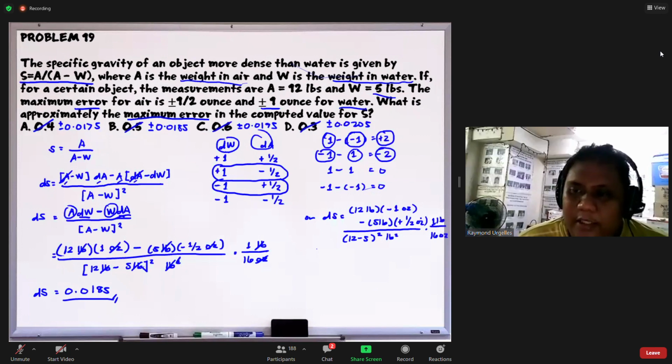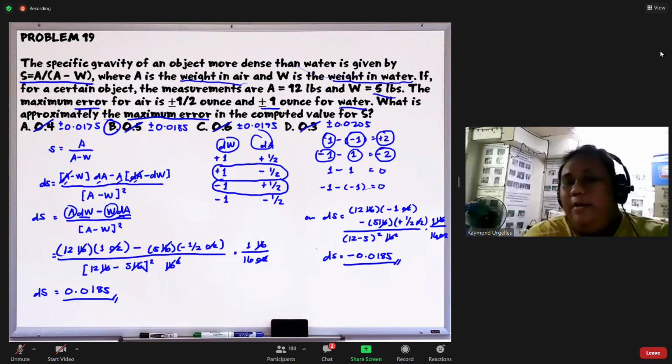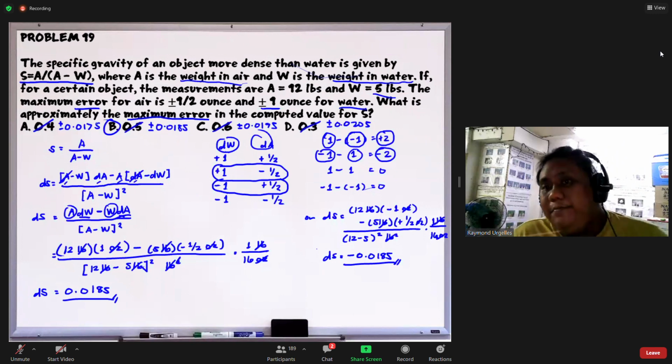So kaya makikita natin ang pinagbago lang talaga nito is yung unit. So ito magka-cancel na ito lahat. Okay, so you will get DS will be negative 0.0185. So kaya yung sagot natin dito is letter B. So we have plus or minus 0.0185. Okay, so any questions para sa problem na to? So kaya yun yung tatandaan nyo pagdating sa maximum error.